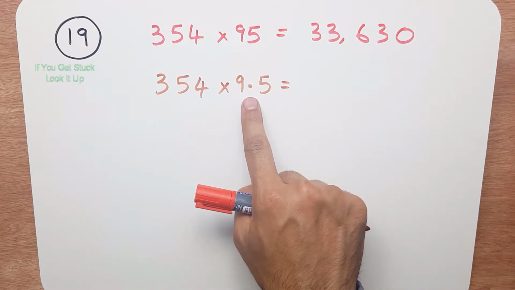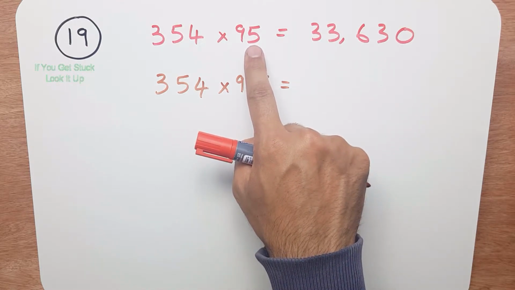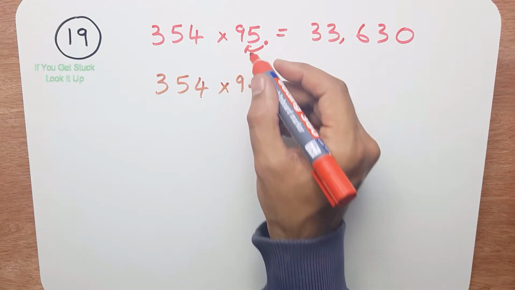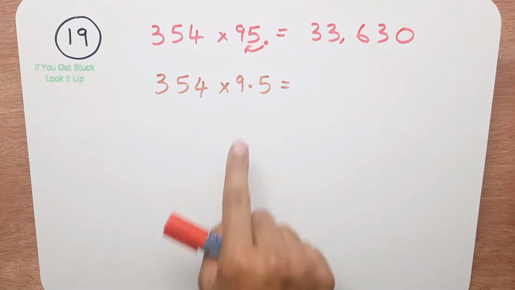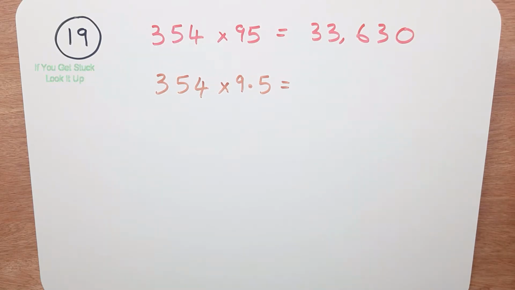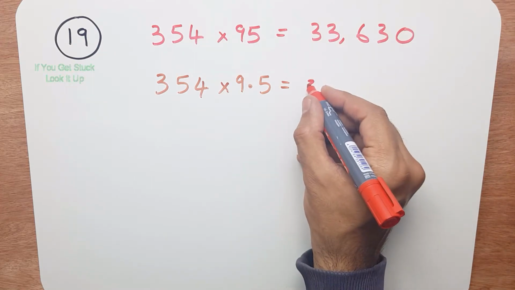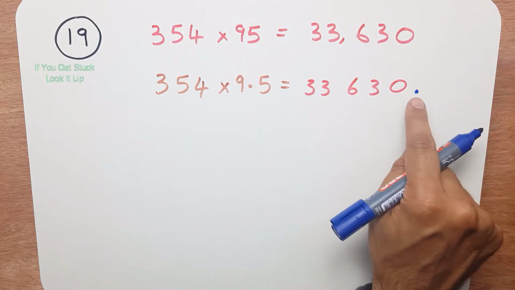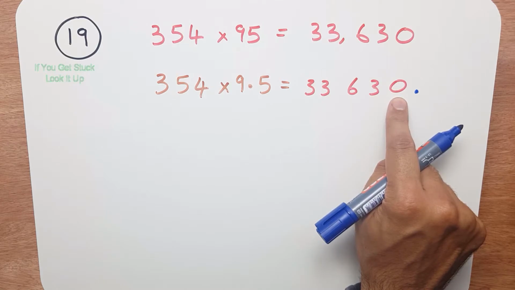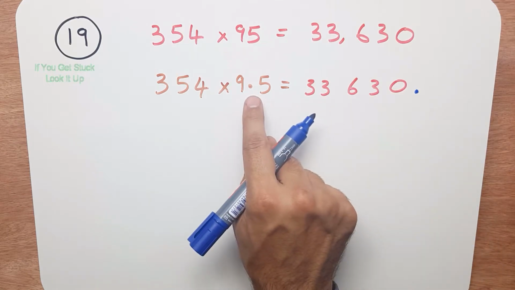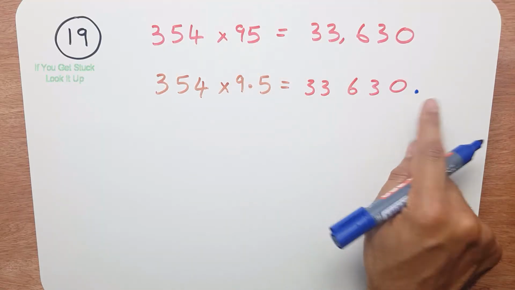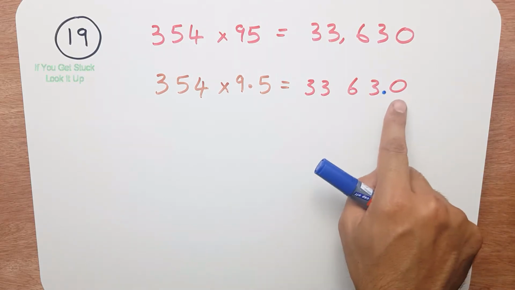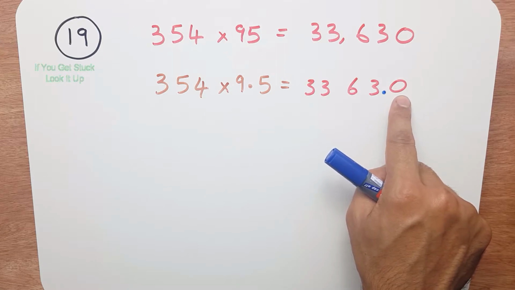Now if you notice, this number is 10 times smaller because the decimal point has moved back one place. So we have 9.5 here. Let me write this number here, 33,630. At the moment the decimal point's there, to the right of the unit or the ones column. Now this number we said is 10 times smaller, so we have to move this decimal point back one place. There. So that's our number. We can remove the 0 and the decimal point.